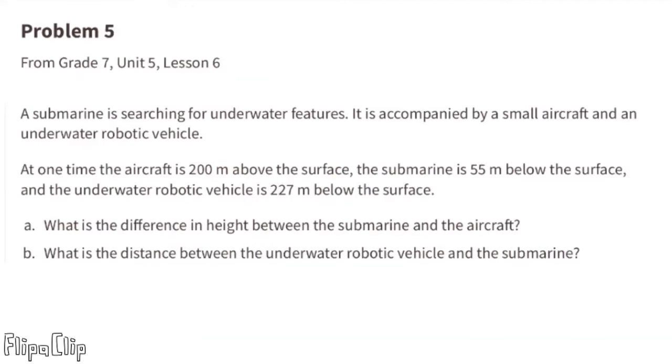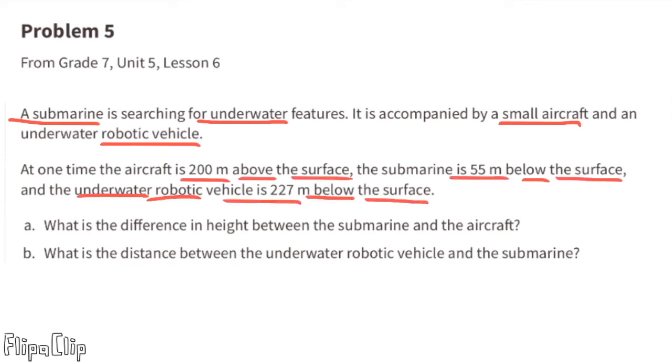Problem number 5 from 7th grade, Unit 5, Lesson 6. A submarine is searching for underwater features. It is accompanied by a small aircraft and an underwater robotic vehicle. At one time, the aircraft is 200 meters above the surface. The submarine is 55 meters below the surface, and the underwater robotic vehicle is 227 meters below the surface.